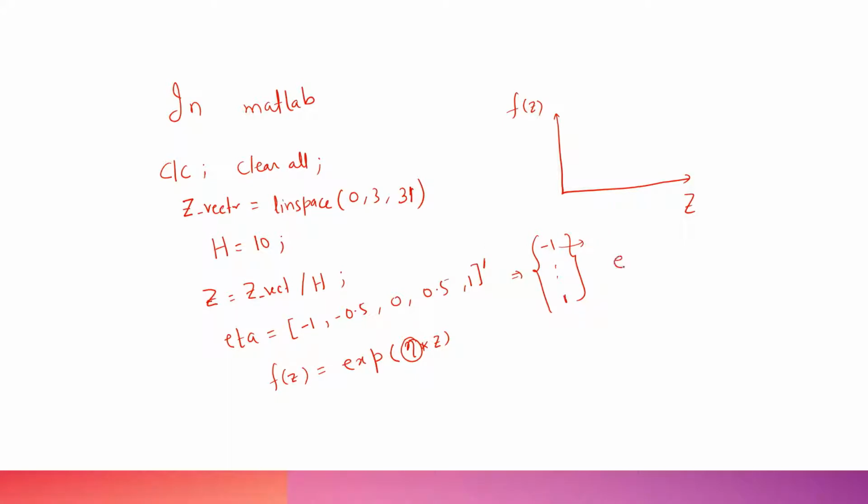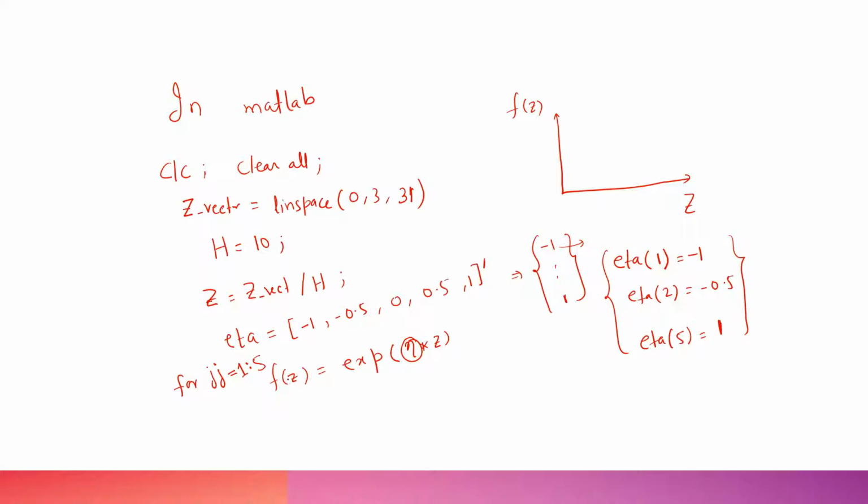So how will we know that? It will read eta of 1, that would be the -1 value. Eta of 2 would be the -0.5 value, and eta of the last value, that is 5, would be the +1 value. So what should be written here so that it reads in this manner? We'll write a loop: for jj equals 1:5.